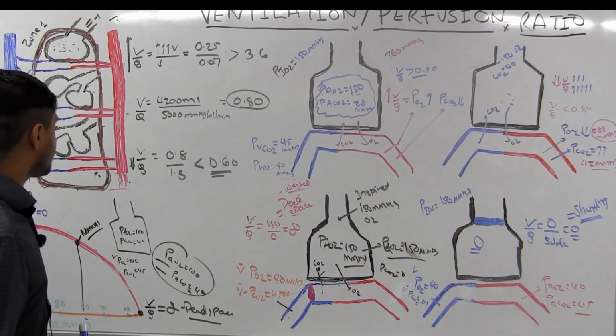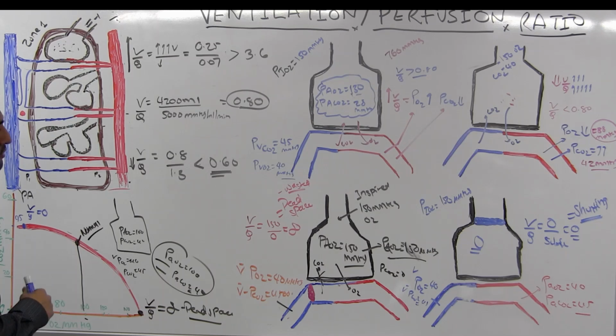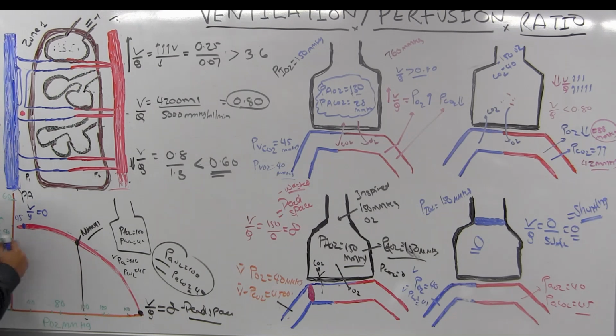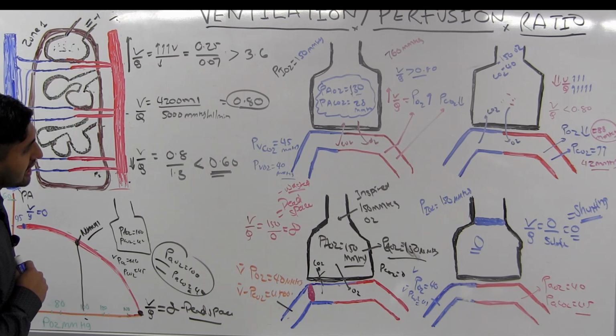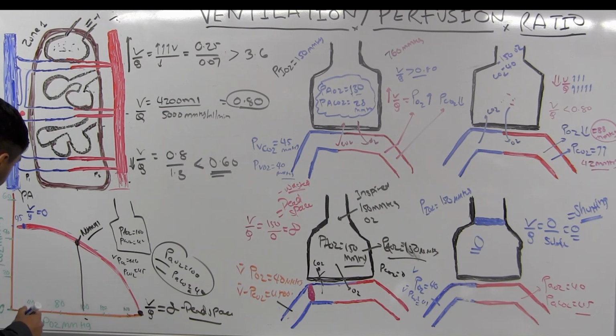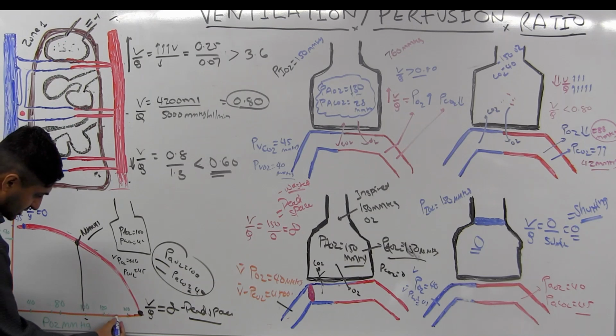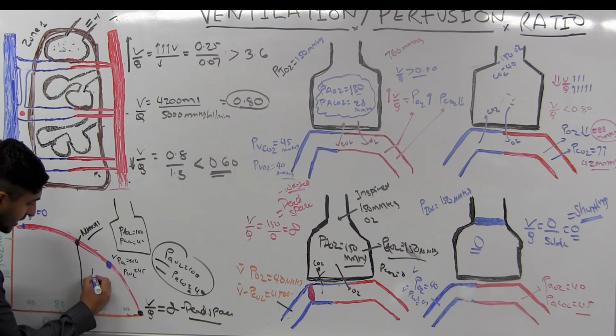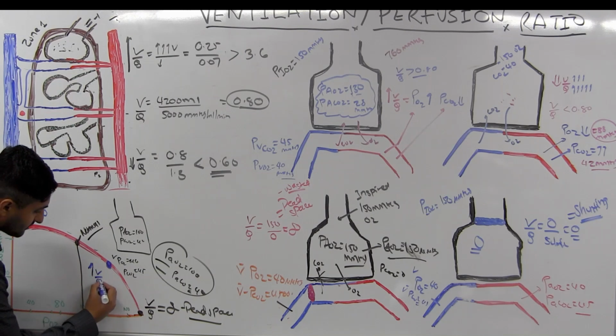We'll talk about the VQ mismatch. Whenever you have a higher VQ and a lower VQ, VQ has to happen between the dead space and shunting, okay? So if you look at the arterial side, I have an oxygen level that is high, but carbon dioxide is low. Maybe oxygen is down here, let's say 130, but my carbon dioxide is probably down here, about 20. This point right here will have a higher VQ, okay?